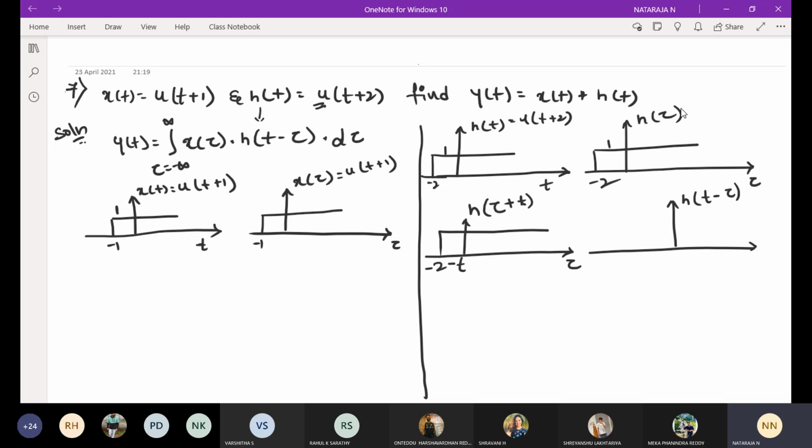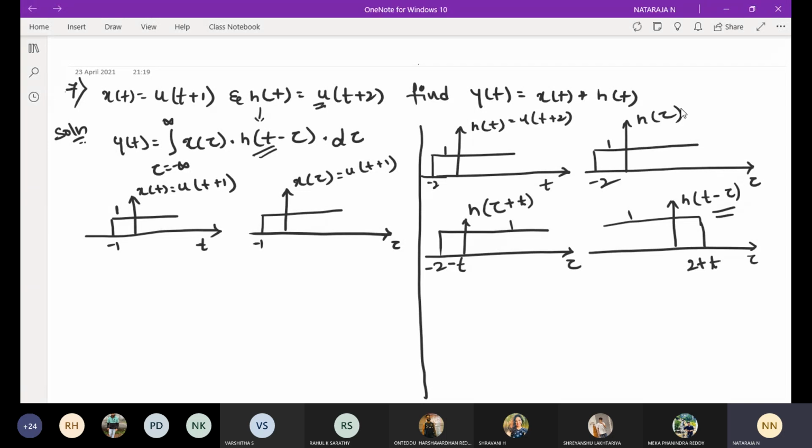If I reflect this, the signal will start at positive. Then here we have minus 2 plus t, which both become plus 2 plus t. It is going to change, but the amplitude will be the same, it will not be changed. Now we got h of t minus tau. This is my h of t minus tau.